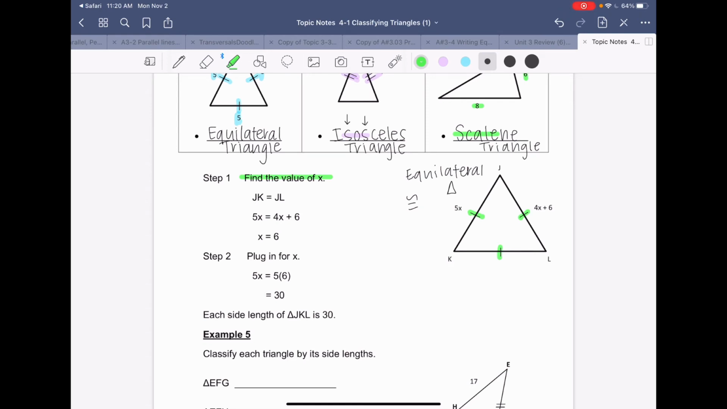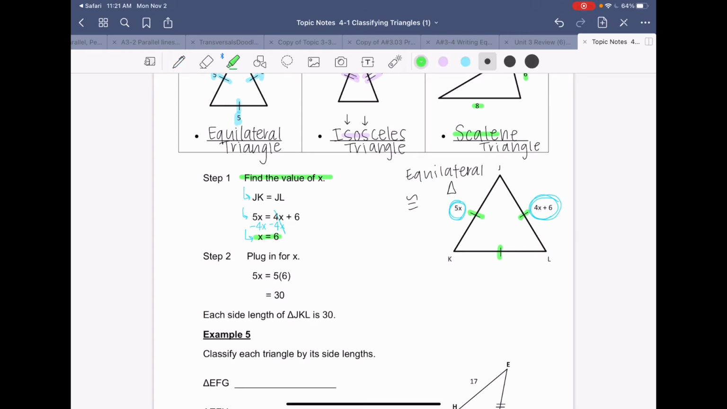we need to set these equal to each other, which is what it did in step 2. So it set JK equal to 4x plus 6 because those are the values we have. It plugged in the values and solved for x. So all it did was subtract 4x, and it's left with x equals 6. Okay?